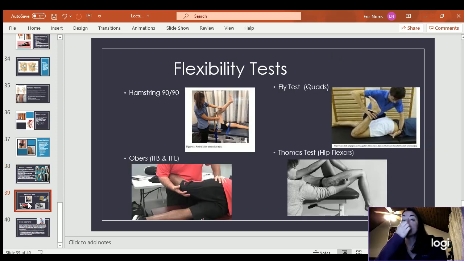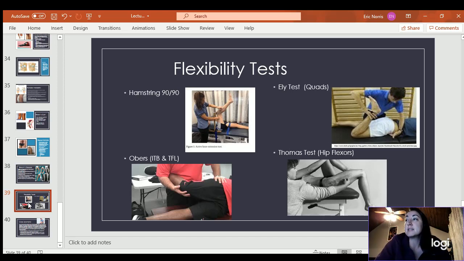Okay, so flexibility test. This is our last slide for the knee lecture, and then we will go into the ankle. Hamstring 90-90. You basically have the hip and knee flexed to 90 degrees, and then maintaining that hip flexion at the same level, you have the patient extend their lower leg, and you measure the mobility. So you could do it passively as well, but you take a goniometric measurement and measure how much movement they have to determine if the hamstrings are tight.